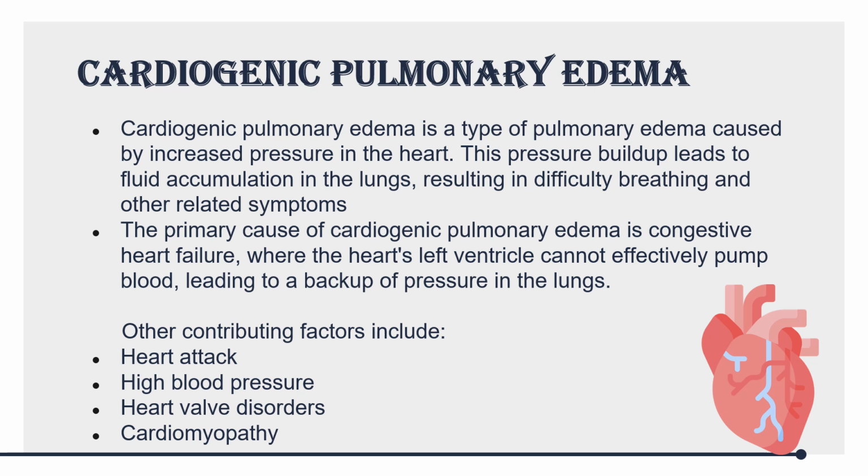The worst form of CHF is cardiogenic pulmonary edema, where the heart's left ventricle cannot effectively pump blood, leading to backup of pressure into the lung. Here are some contributing factors related to this. First of all, we have left side heart failure, most commonly left ventricular dysfunction, in which the heart cannot pump blood effectively, which leads to fluid backup into the lungs.